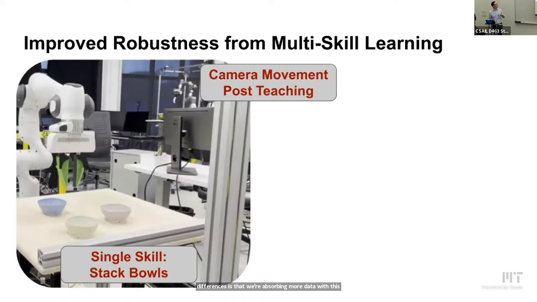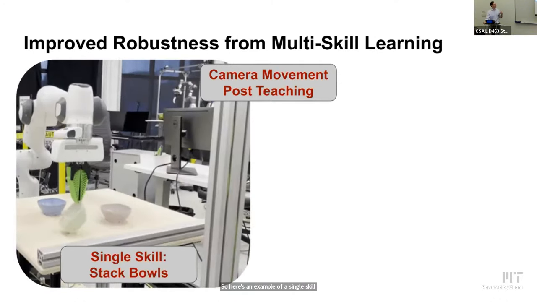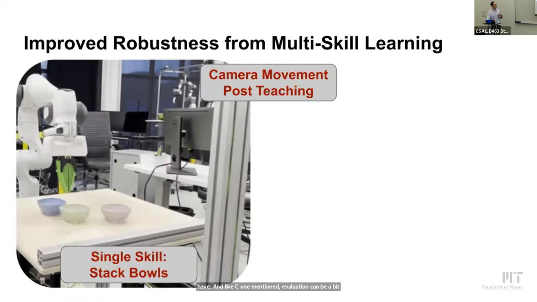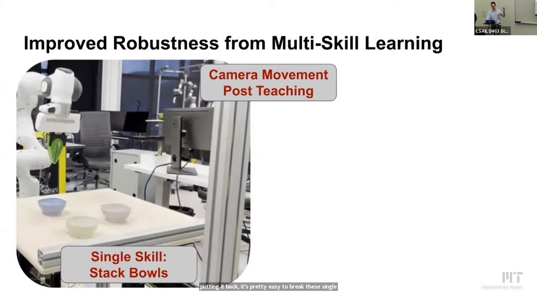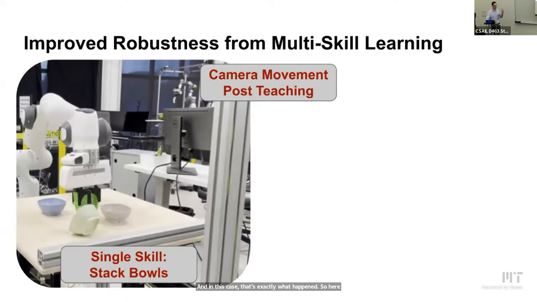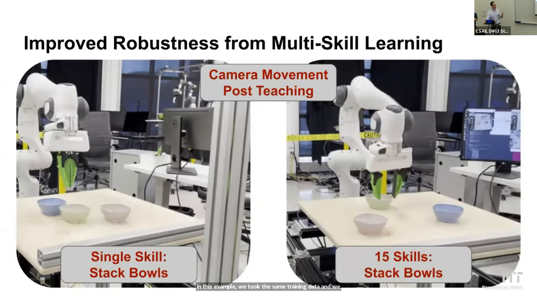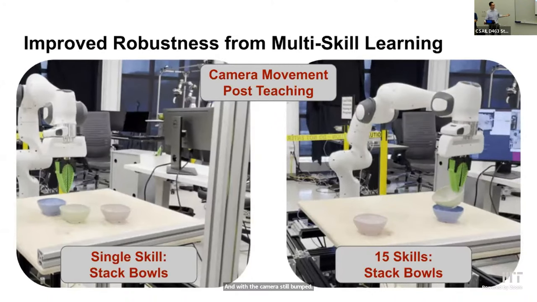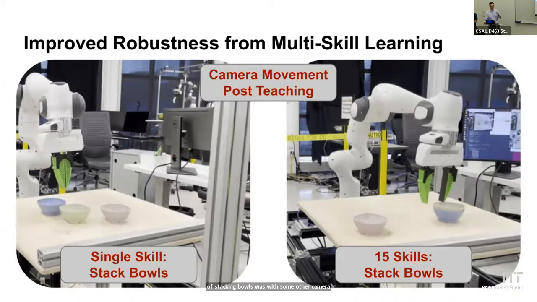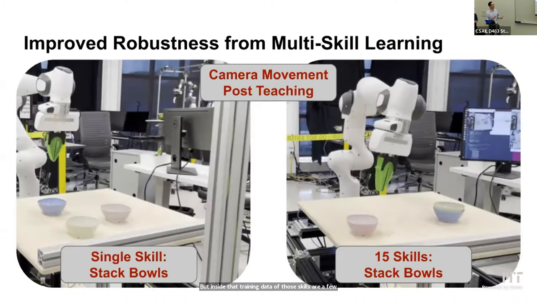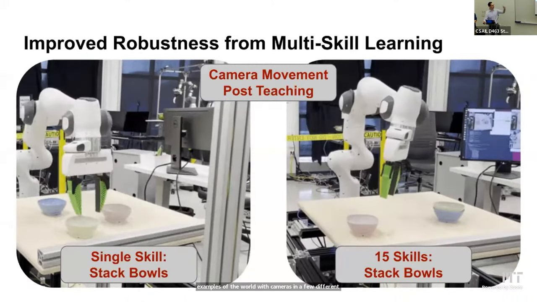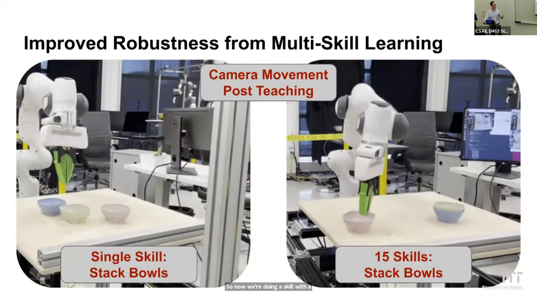So here's an example of a single skill policy that we have. And like Siyuan mentioned, evaluation can be tricky. One way it's tricky is sometimes you hit one of the scene cameras with your head and it moves a bit. If you're not very careful at putting it back, it's pretty easy to break these single skill policies. In this case, that's exactly what happened. So here, we took the same training data and mixed it with data from 14 other skills. With the camera still bumped, the example it had of stacking bowls was with some other camera configuration, but inside the training data of those skills are a few different camera bumps. So now the robot has seen examples of the world with cameras in a few different positions, and you see that we've transferred a little bit of robustness. Now we're doing a skill with a visual viewpoint that the robot has never seen before for that particular skill.